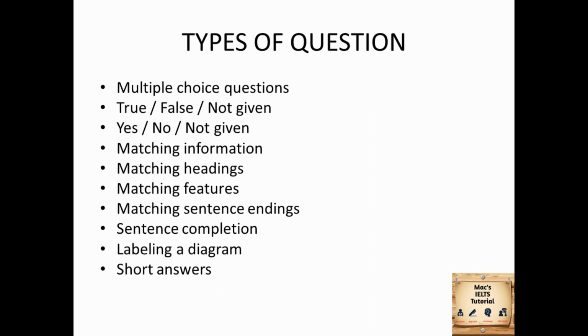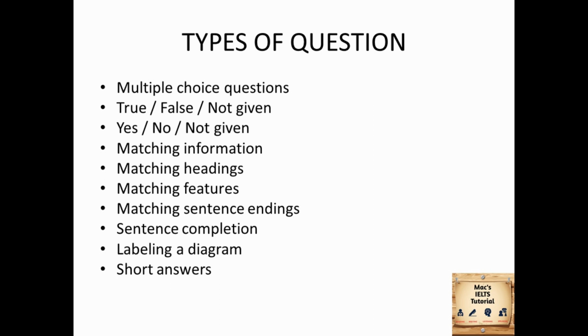Third type of question is yes, no, not given. If the given statement agrees with claims or views of the writer, then it should be marked as yes. If it disagrees with the views or claims, then it should be marked as no. If there is no information, then it should be marked as not given. There are four different matching type questions: matching information, matching heading, matching features, and matching sentence ending.